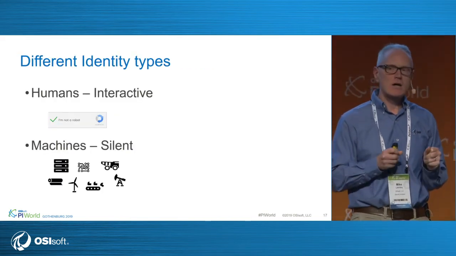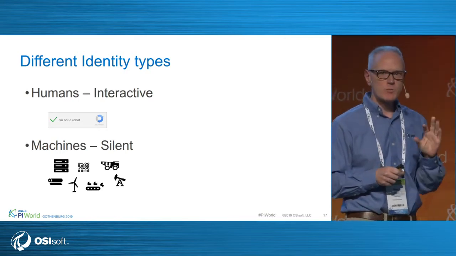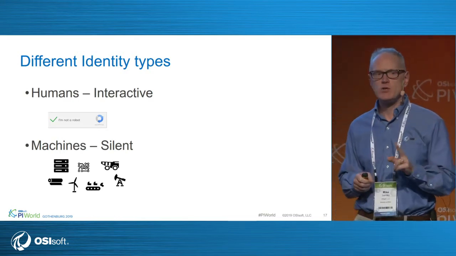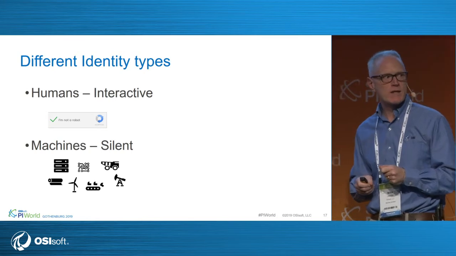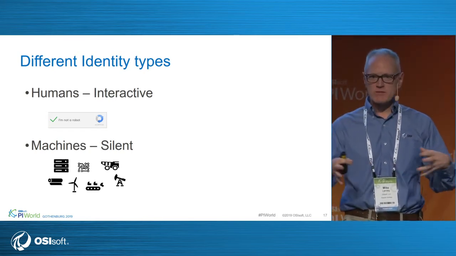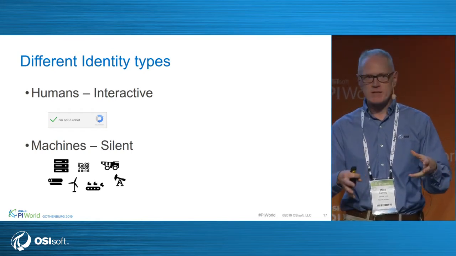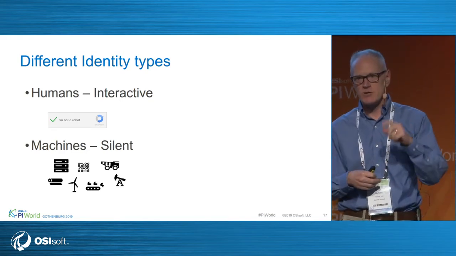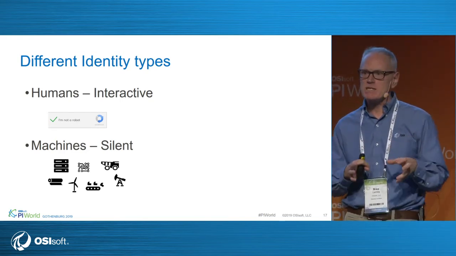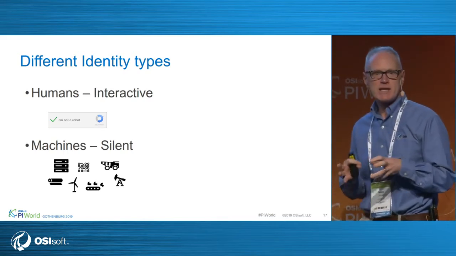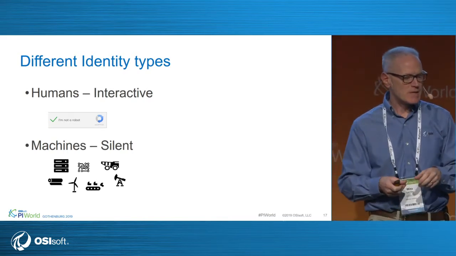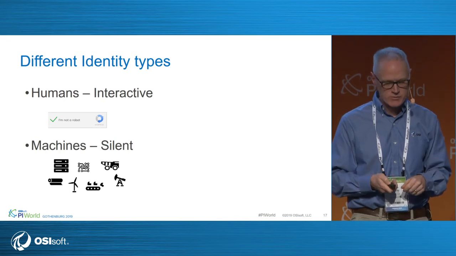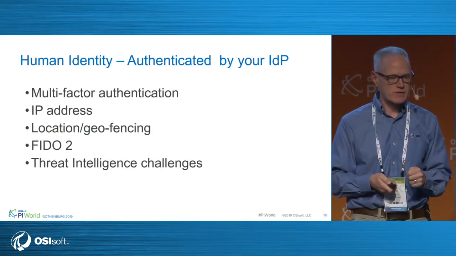Now I'm going to talk about identity from two perspectives. One is the human identity. I think we're all familiar with that. Simple logon, a very interactive process. You type in your username and password, and sometimes there's some sort of challenge, like in this case, clicking that you're not a robot. But with machines, there is no interaction. It has to be all silent. So I'll be talking about the differences between those two different types of authentication.